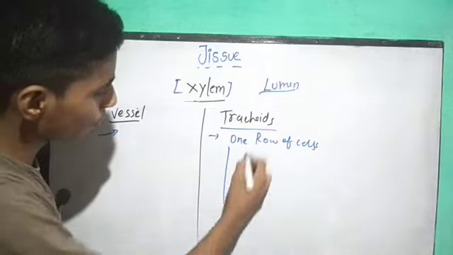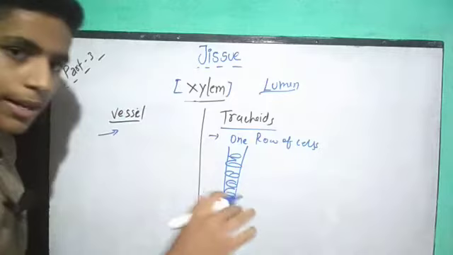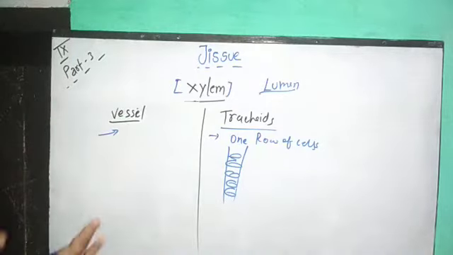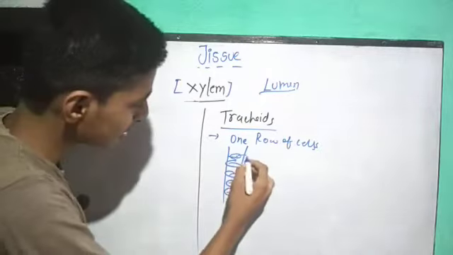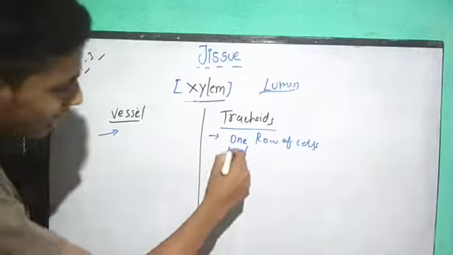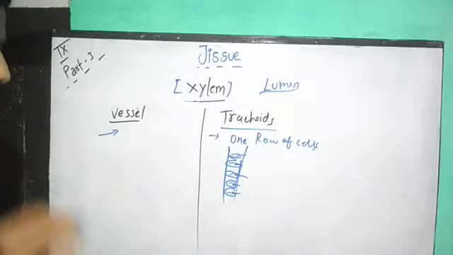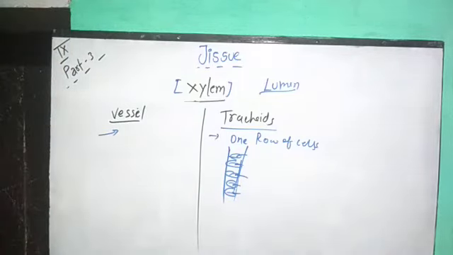Suppose this is our tracheid. This is not the actual diagram of the tracheid. Here we can see that the striations provided are actually one row of cells, and whenever they contain one row, the lumen, the cell cavity available in them, is large, whereas vessels contain very few lumen. So is it clear to you all guys?